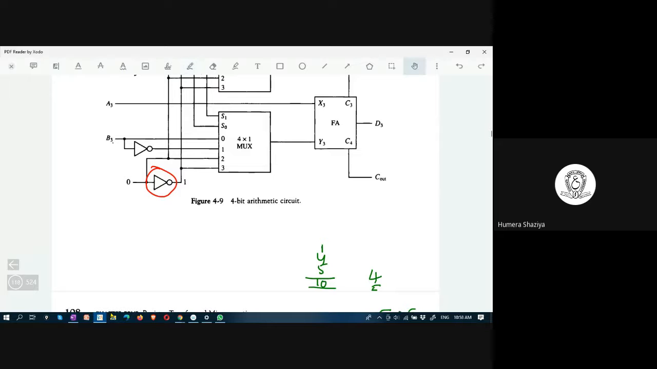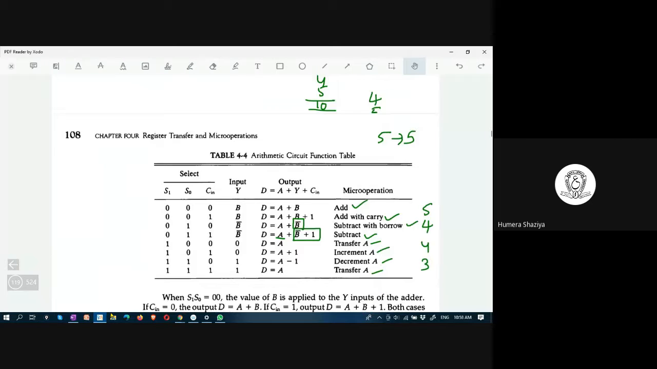There are two lines going out from this zeroth line and this one line. This one is given as the third input to the multiplexer, and 0 is given as the second input to the multiplexer. And the B value is directly given to the zeroth input and complemented and given to the first input. So now can you tell me, if S0 and S1 are 0, 0, then what happens?